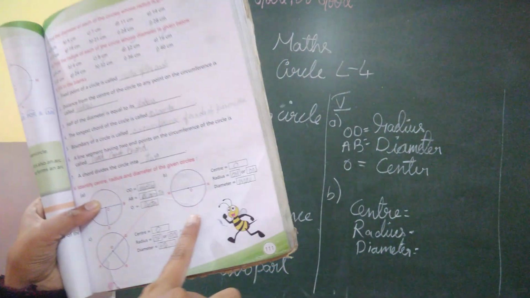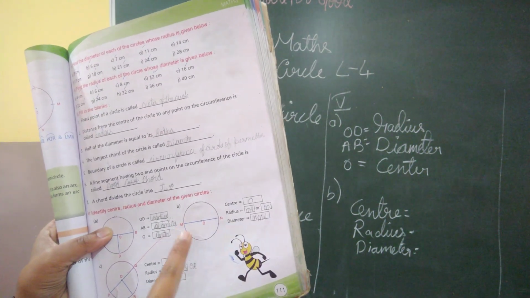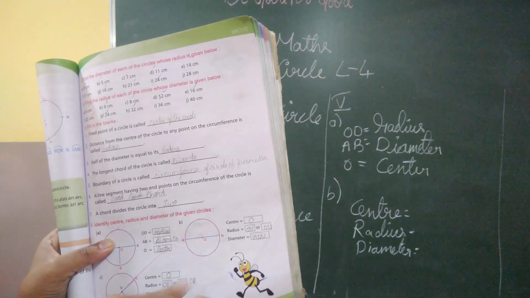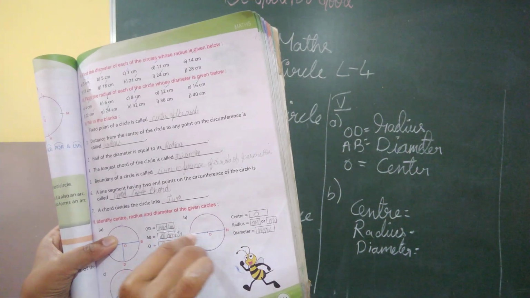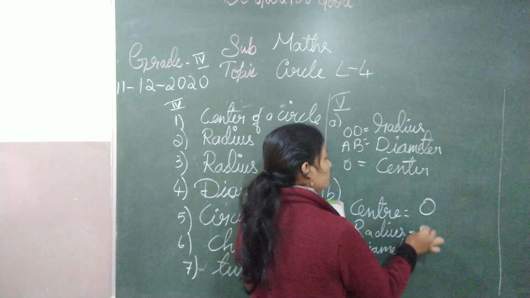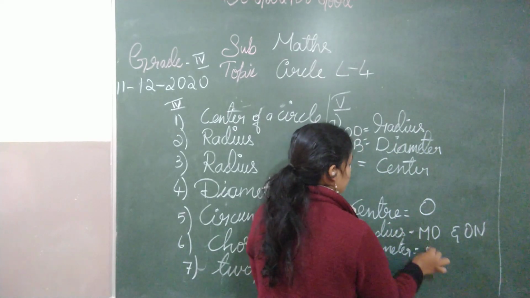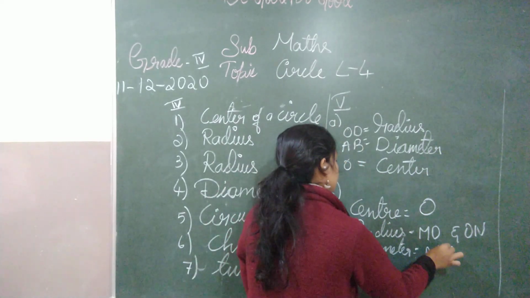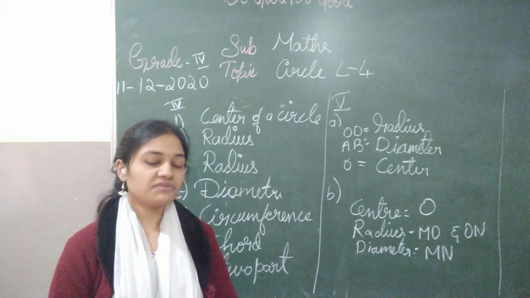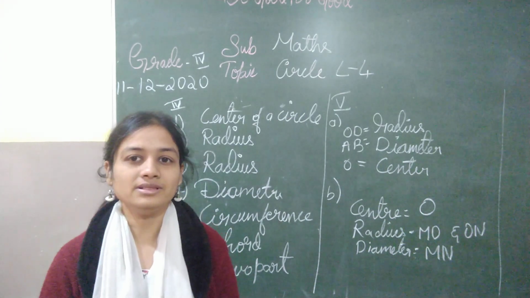See children, here in this figure, the center is O. The diameter is M and N. And the radius, you can see there is no radius like this. But you know that in diameter you have two radii, that is OM and ON. So we will write that as the radius. The center is O, radius is OM and ON, and diameter is MN. There is one more figure for you to identify, children. By this we have completed the exercise. And if you have any doubts, you can ask me in the interactive session. Meet you in the next video, children. Thank you. Bye-bye.